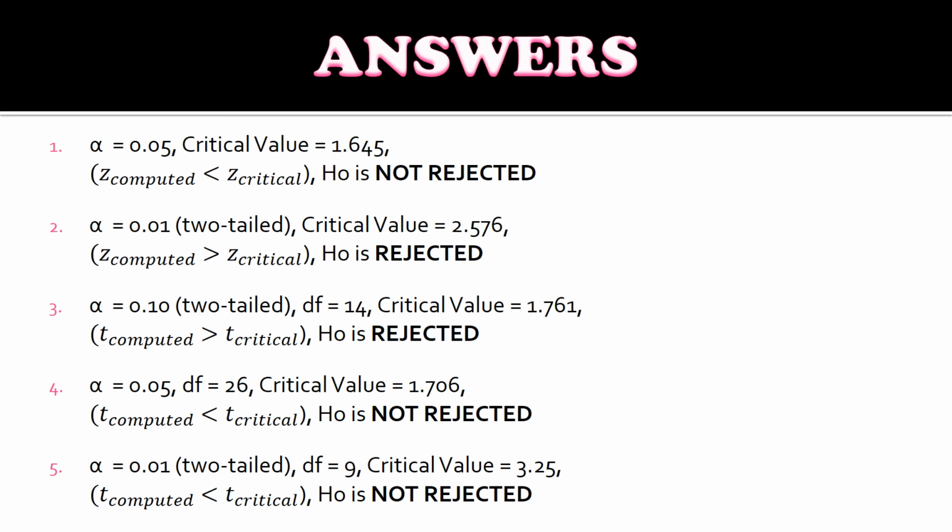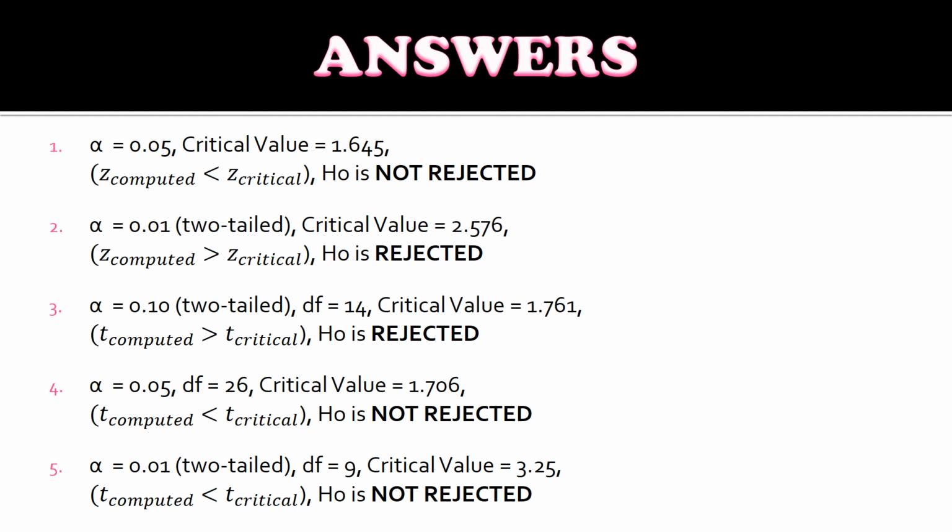Number 3, alpha equals 0.10, so that is two-tailed. So our degrees of freedom equals 14. The critical value is 1.761. So computed t is greater than the critical value of t. So our null hypothesis is rejected.